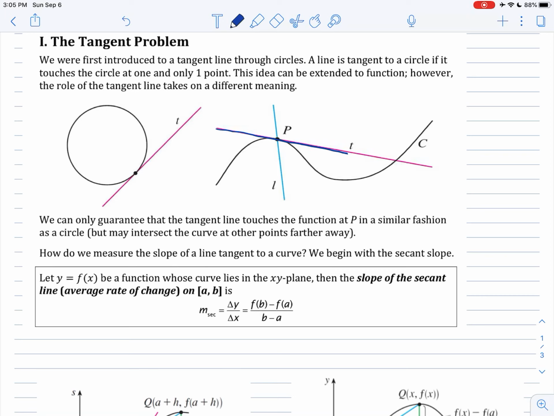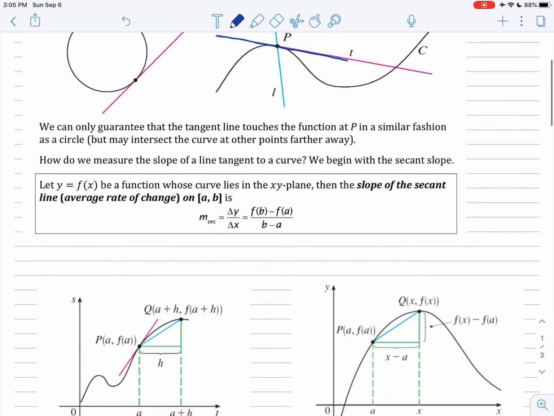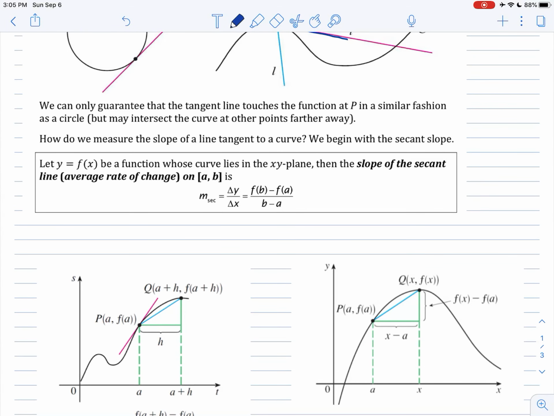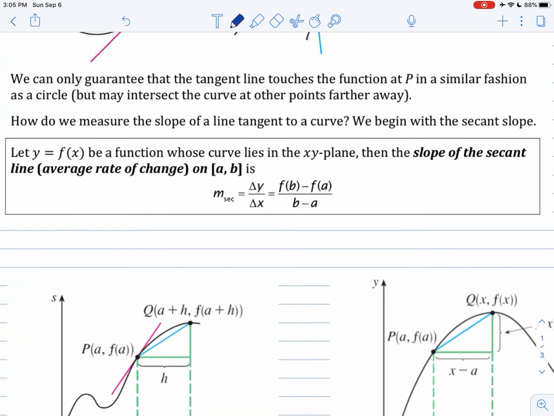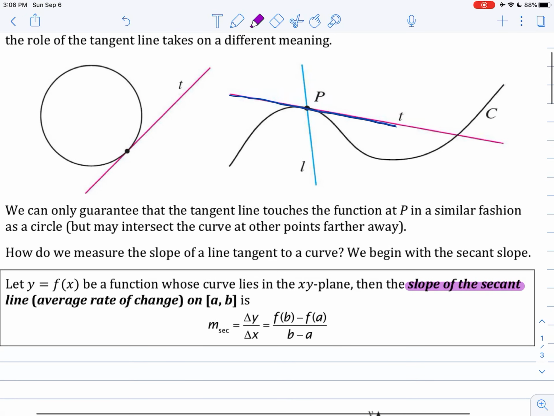So we want to first just start from what we know from our algebra, and just how to calculate the slope between 2 points, and also how to approximate that or set that up in an abstract way, because we're going to be applying limits to that as we define the derivative of a function. So what you see here: let y equal f of x be a function whose curve lies in the xy plane, then the slope of the secant line, and the slope of a secant line is just going to connect 2 points on the graph of a function.